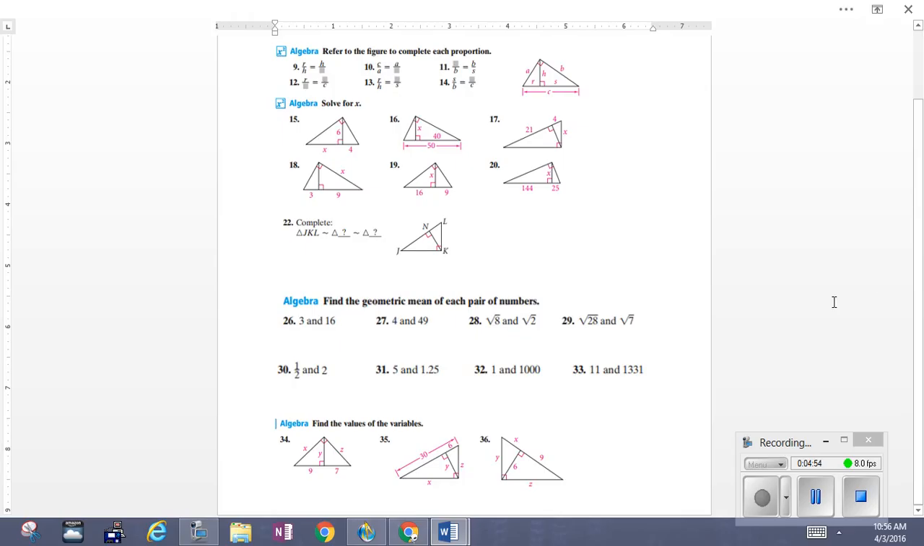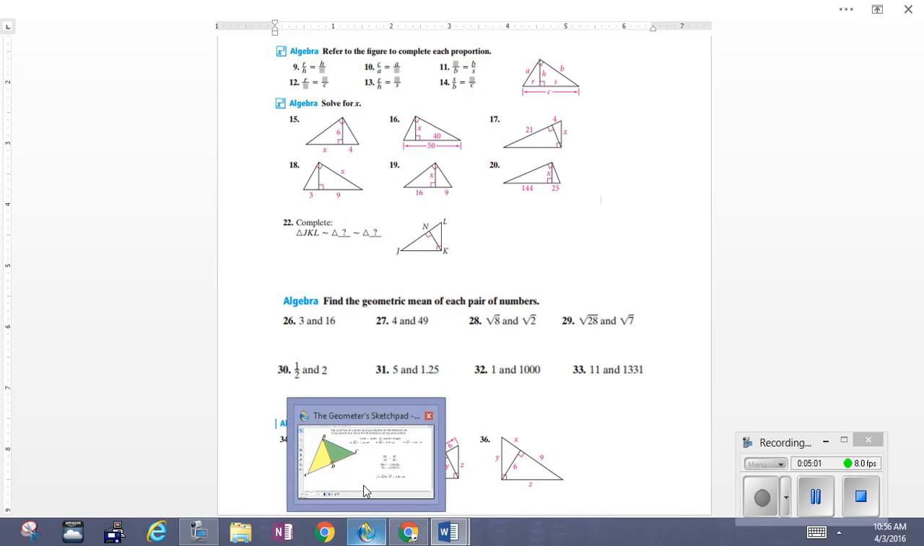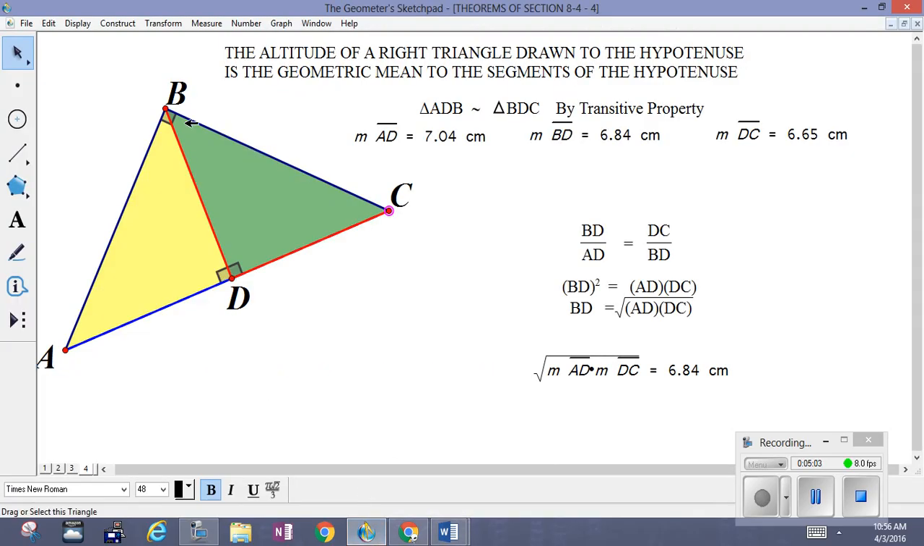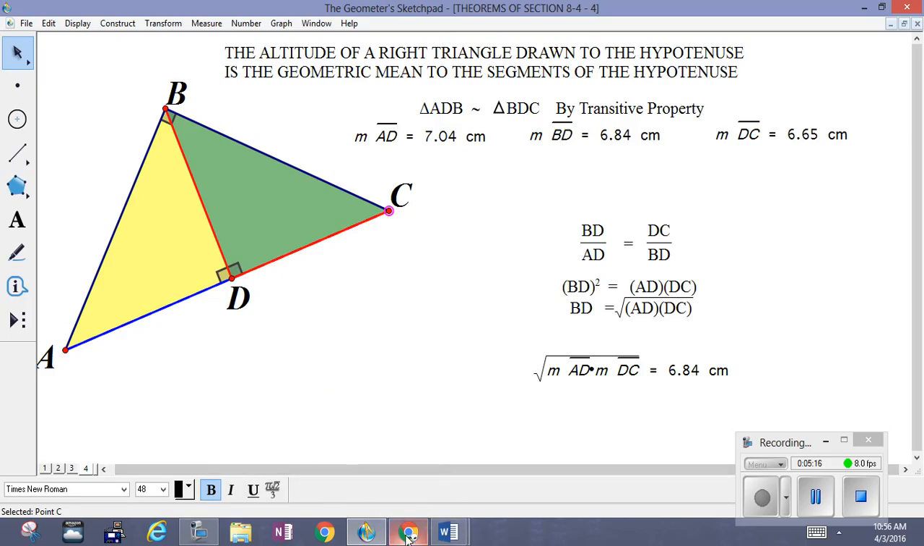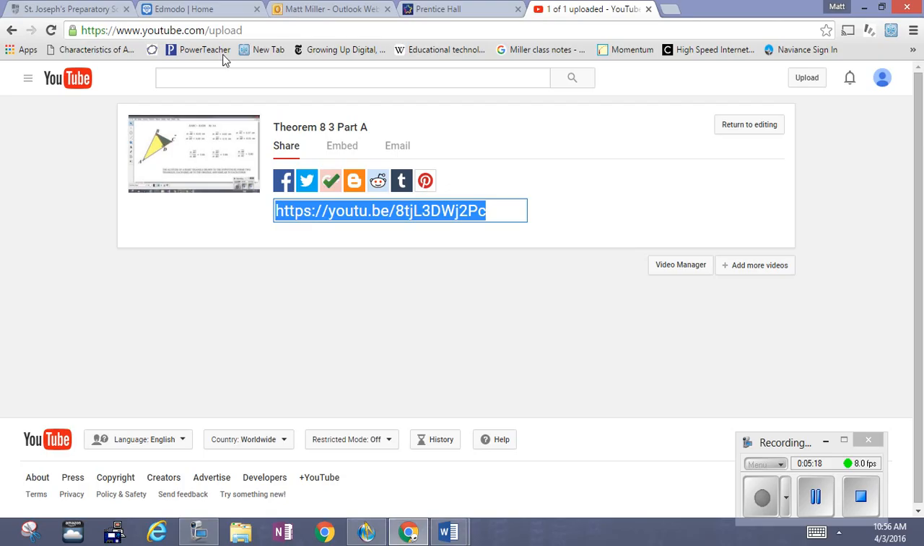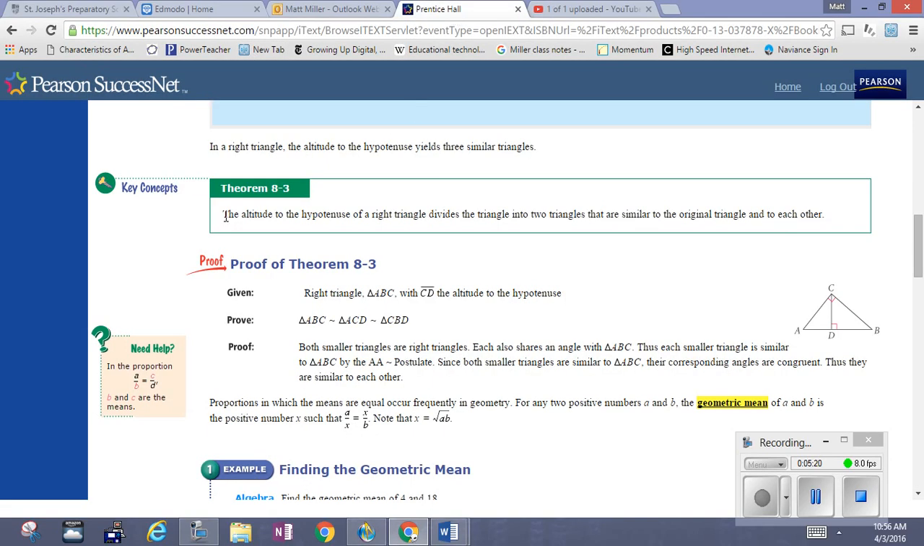Okay, so that is the completion of this, which is the ideas presented over here, in conjunction with the geometric mean idea that we had from Theorem 83. Okay, so that should do it.